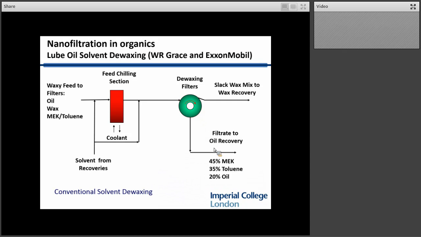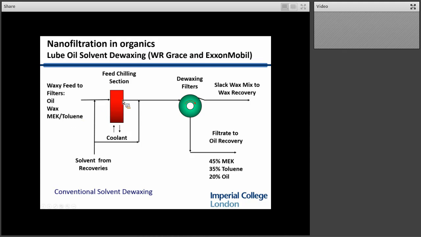And this is used for dewaxing of lube oils. And this was invented by W.R. Grace, and they made the membranes and installed by Mobil, then became ExxonMobil. Now, the idea here is you have a waxy feed, which is a mixture of oil. These are high molecular weight molecules, and MEK and toluene as solvents.